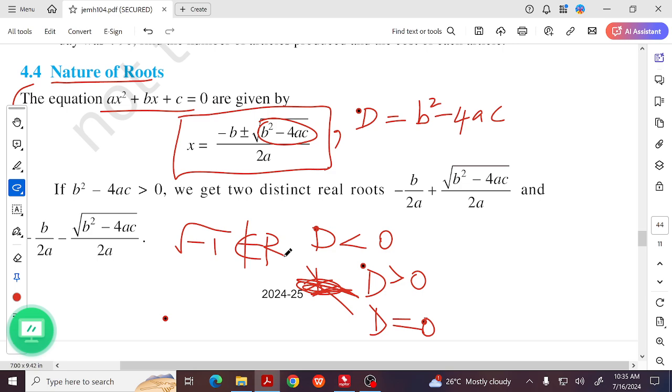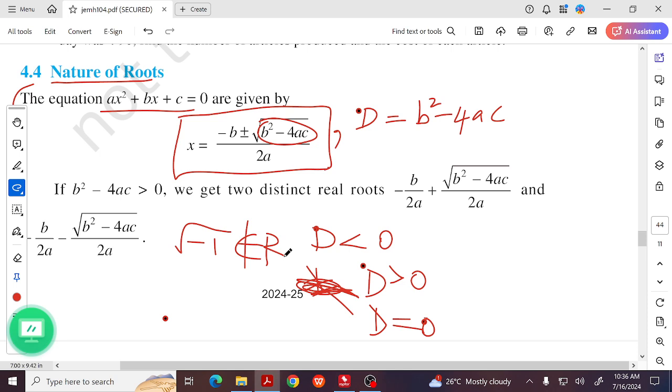Real and unequal roots. Many words they can use, but the meaning is you will be getting 2 different answers. Unequal roots, distinct roots, different roots, everything mentioned is the same. Do you understand what I say? Everything mentioned means we are getting 2 different answers. So D greater than 0 means we are getting 2 distinct roots, or 2 unequal roots, or 2 different roots, right?